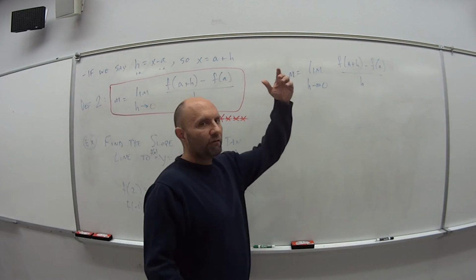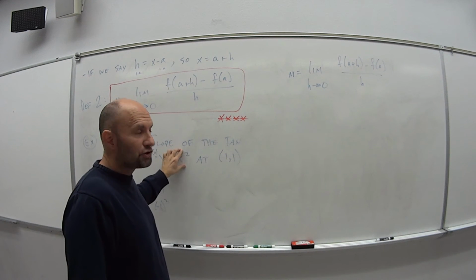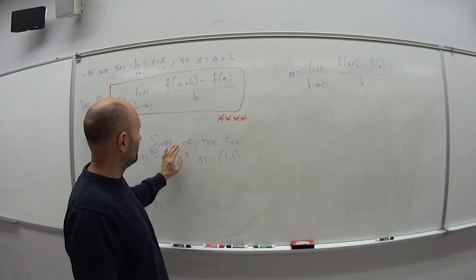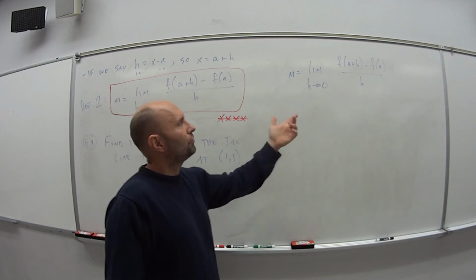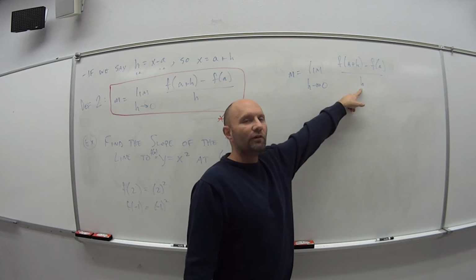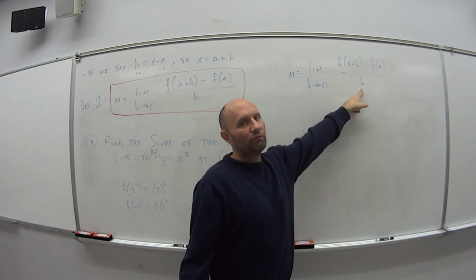So all f of a plus h means is that anywhere I have an x variable in my function, plug in a plus h. And f of a means anywhere I have an x, just plug in the value a. And the reason we're doing this is because what do we have right now? As h goes to 0, that means what? The denominator is going to 0. And that's a problem for us.